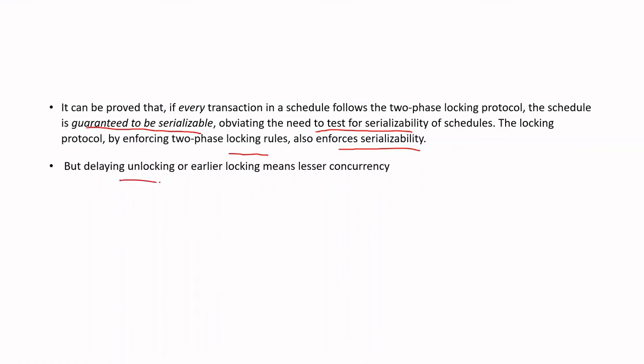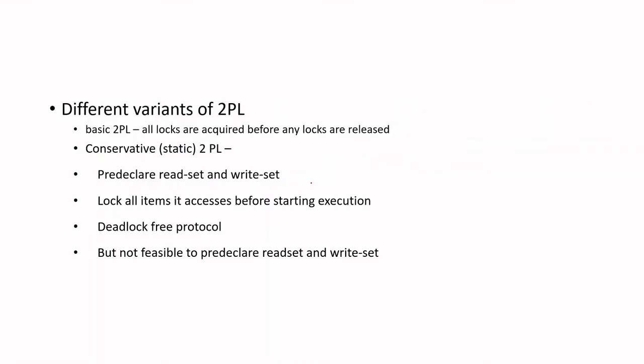But the only problem is because of delaying of unlocking, there is less concurrency. So more the concurrency, more the CPU utilization. So that sort of concurrency is reduced, but we are able to ensure the correctness of the schedule. Okay, there are different variants of the two-phase locking protocol. The basic two-phase locking protocol, which we earlier talked about, is all locks are acquired before all locks are released. So there is an acquiring phase or growing phase, and there is a releasing phase for locks.